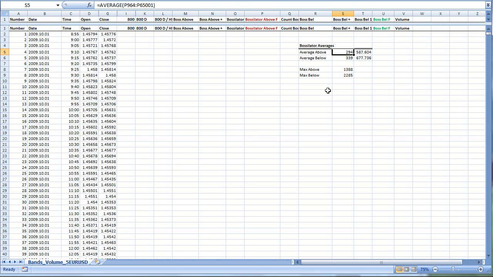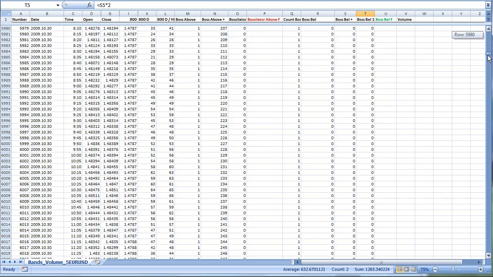I would look at the average distance it was above, the average distance it was below, the maximum length of time that the currency pair spent away from the 800 period simple moving average, the maximum length of time that it spent below the 800 period simple moving average, and once again, the average length of time it spent above and the average length of time it spent below. I doubled those numbers to give you sort of an excessive length of time ideal.